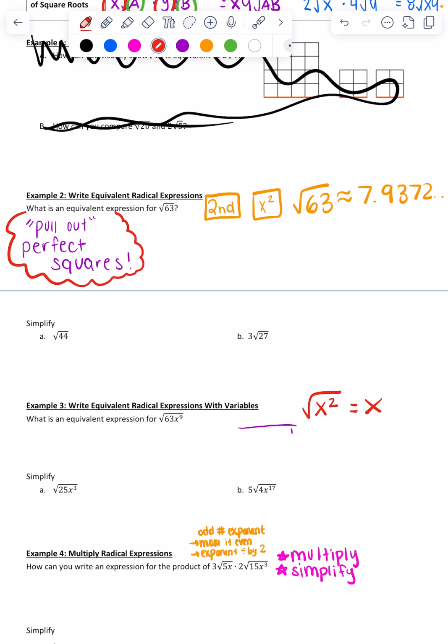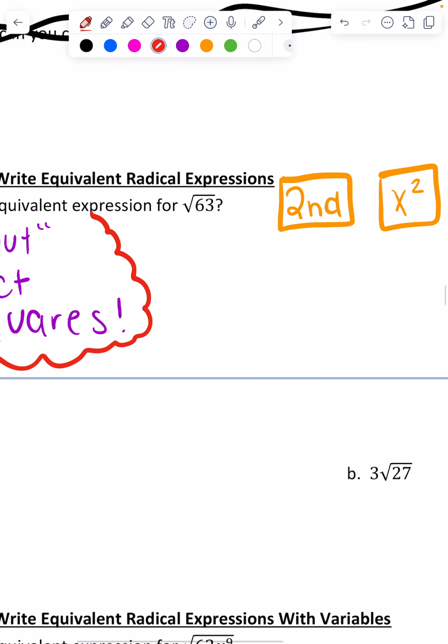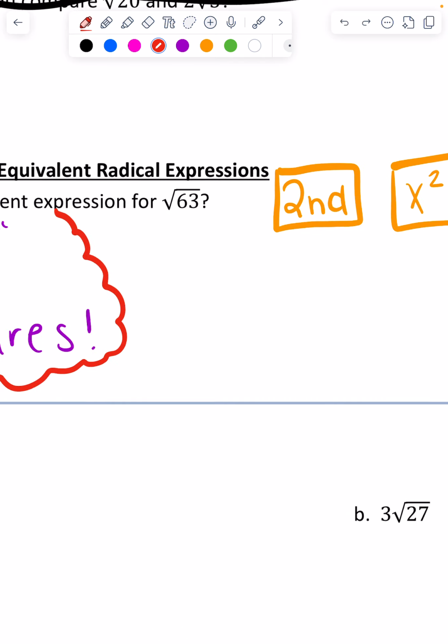We're going to try to break down the numbers that are inside of our radical. We call it the radicand. We want to break down those numbers into perfect squares. So we're starting with the number 63. In my brain, I'm going to do like a little brain bubble off to the side here. I'm going through all of my perfect squares. So 1, 4, 9, 16, 25, and so on.